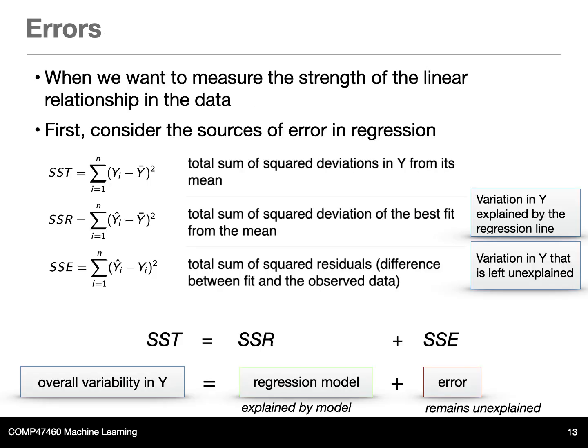Let's consider the sources of errors which arise from building the regression model. We can think of the error in the model being composed of an explained part and an unexplained part. These quantities can be expressed in terms of the sums of squares as SSR, which is the variation in y which is explained by the regression line, and SSE, which is the variation in y that is left unexplained. The sum of SSR and SSE is the overall variability in y, or SST. If the model is a perfect fit, then we would expect SSE to be 0, in which case SST is equal to SSR.